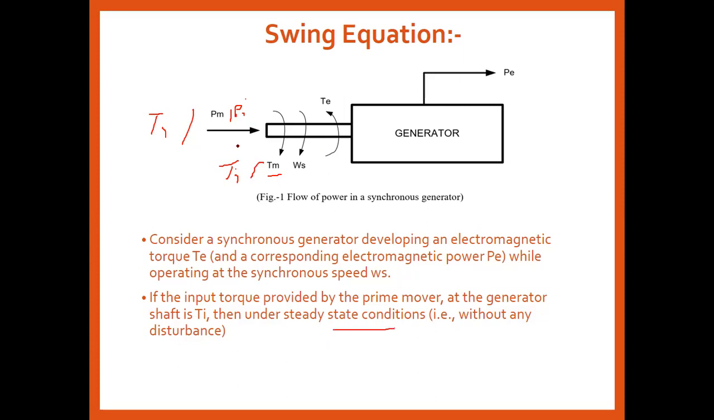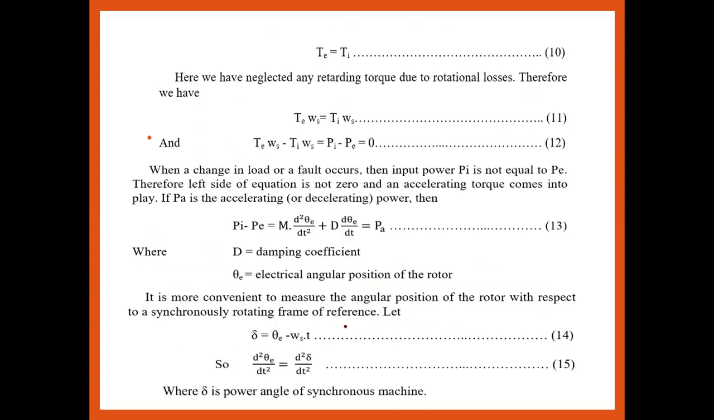Now we have to find the relation between Pi, the mechanical power, and Pe, the electrical power, at synchronous speed without any disturbances. Without any disturbance there are no losses, meaning the energy generated at the sending end is the same energy we get at the receiving end. Thus Te is equal to Ti, or Tm, one and the same. Here we neglected any retarding torque or rotational losses.